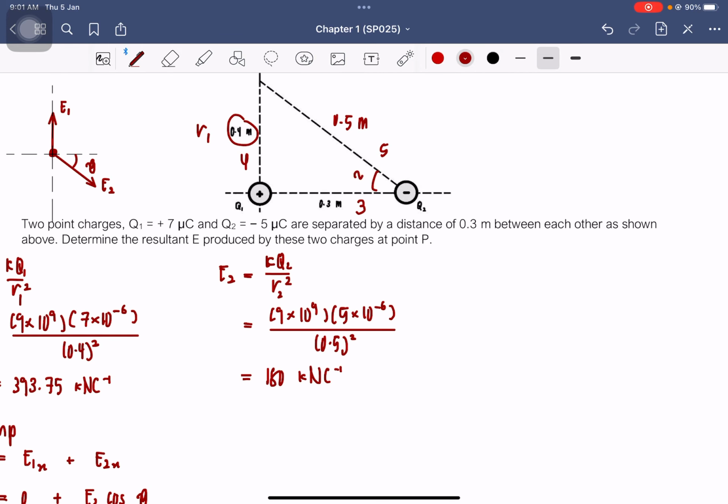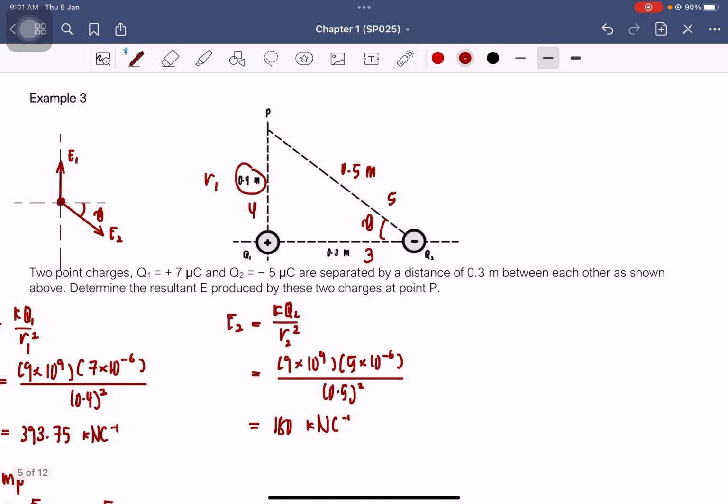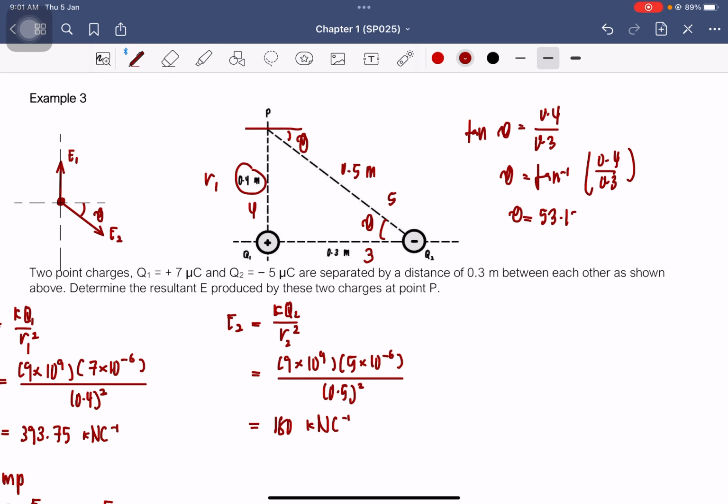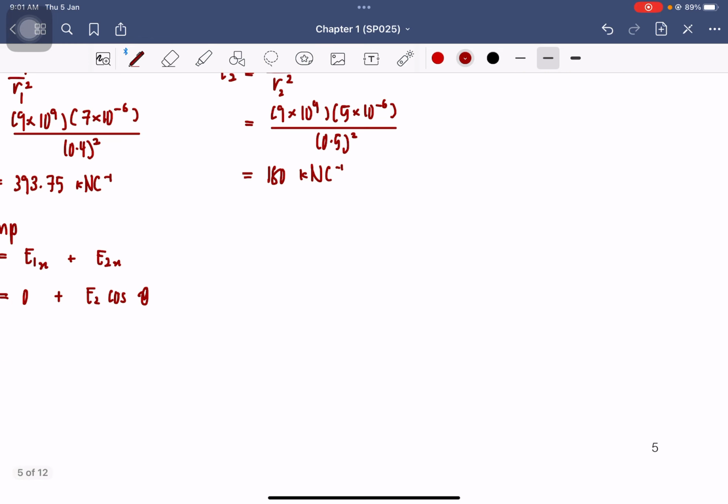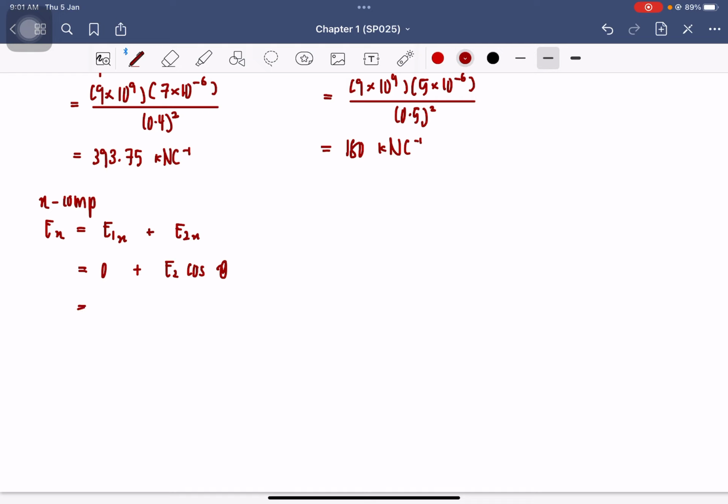So theta is going to be here, because my theta is here. So this is tangent theta, because opposite over adjacent, which is 0.4 over 0.3. Shift tangent 0.4 over 0.3 will give you 53.13 degrees. Okay, so this will then give you 108 times 10 to the power of 3 Newton per coulomb.